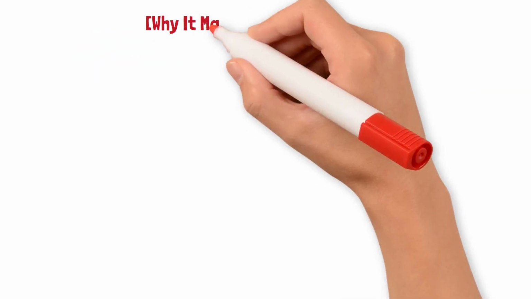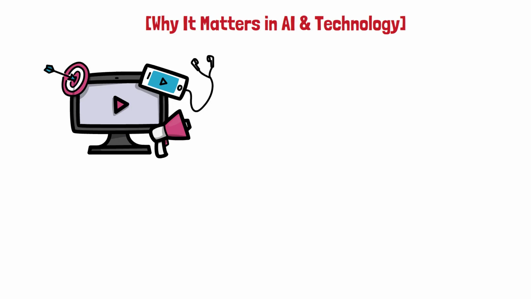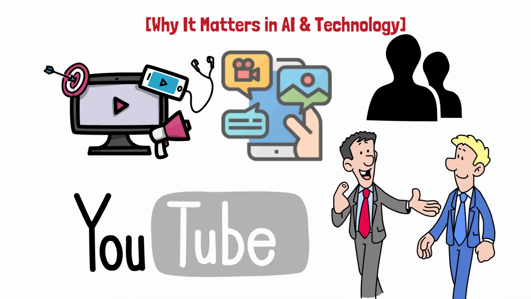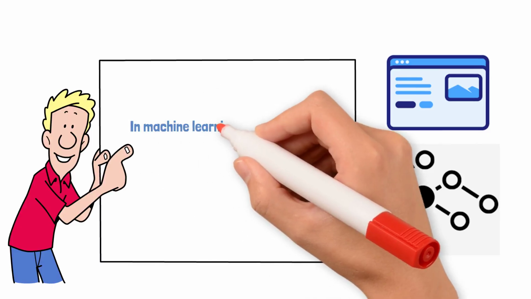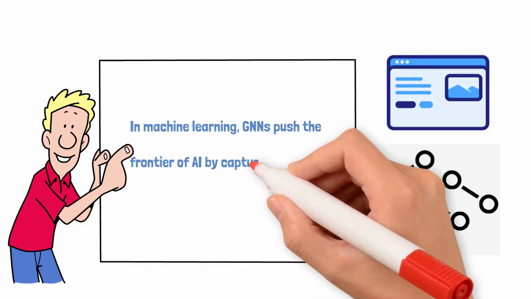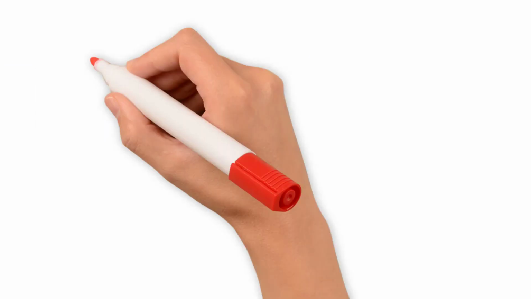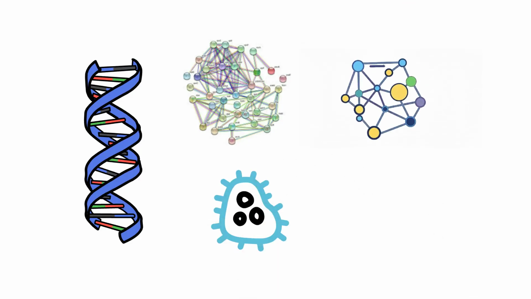Why it matters in AI and technology. Graphs are the hidden structure of our digital age. Social media platforms use graph theory to recommend friends, groups, and content. Search engines rank web pages by studying the graph of links. In machine learning, GNNs push the frontier of AI by capturing relationships that traditional neural networks can't. Even in biology, graphs are used to study protein interactions and disease networks. Wherever there are connections, graph theory provides the language to understand them.